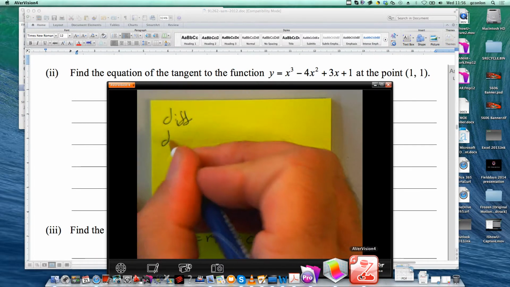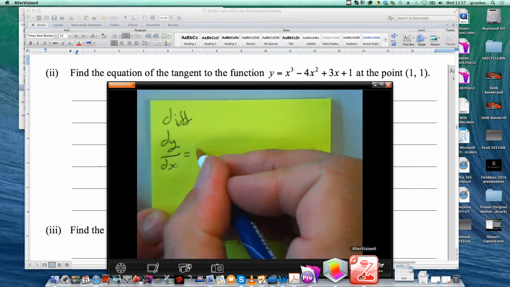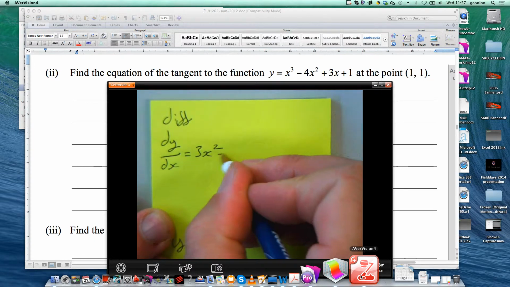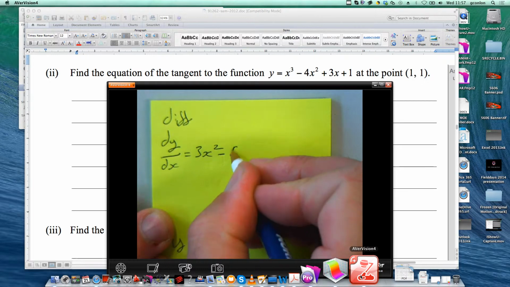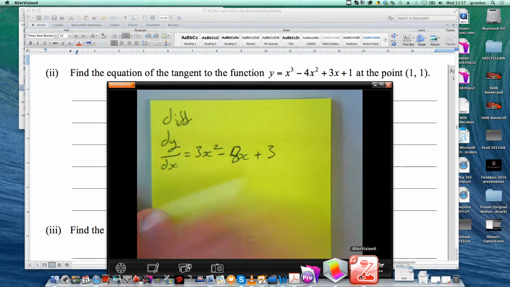Well, I can differentiate that. I don't think that's particularly difficult. dy by dx equals, what is this? 3x squared minus, what was it, 8x? Yeah, 8x plus 3. Okay, now I've differentiated it.